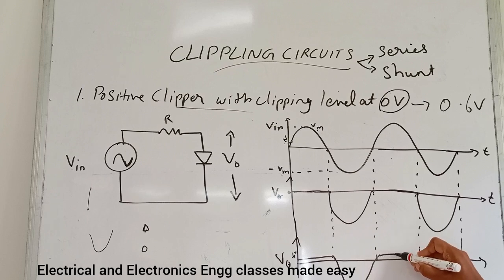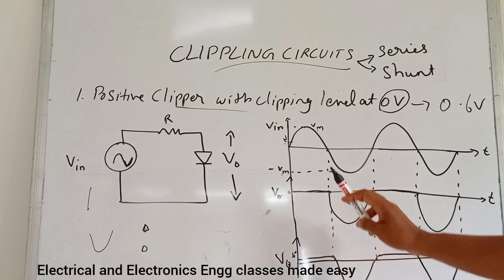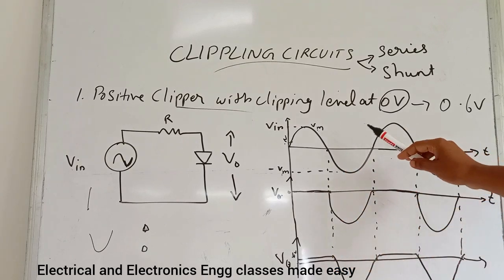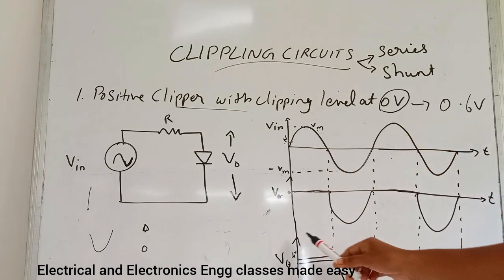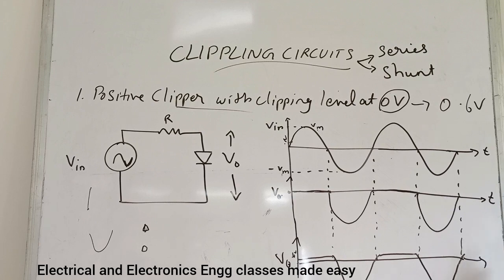Again, during the positive half cycle, it will be conducting. Then during the negative half cycle, it will not conduct. So this is the practical case for the positive clipper with the clipping level at 0 volt. So clipping level at 0 volt means this is the practical case. So actually it will be clipping at the voltage drop across the diode.